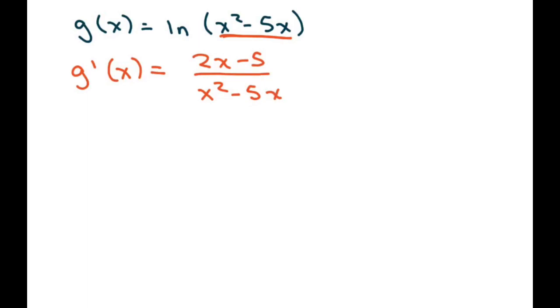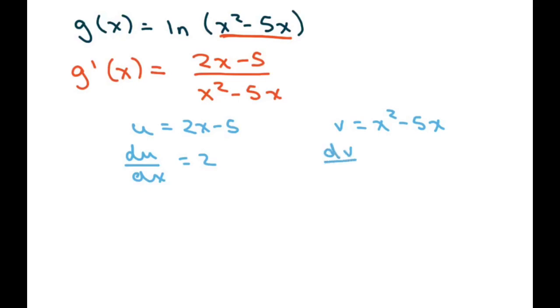Now, for the second derivative, we're going to have to use the quotient rule. So the first thing I'm going to do on the quotient rule is let u equal my numerator and v equal my denominator, and take the derivative of u with respect to x, which just equals 2, and the derivative of v with respect to x, which is just 2x minus 5.